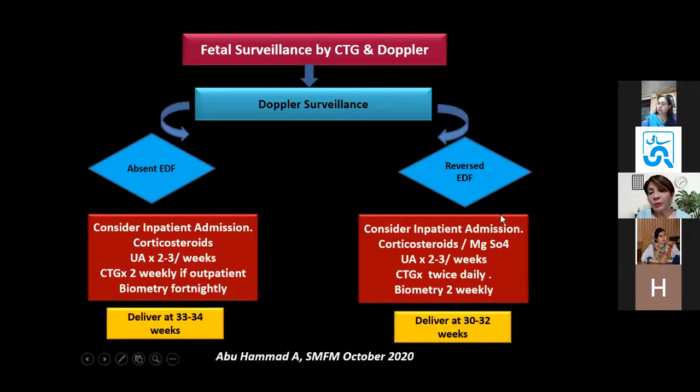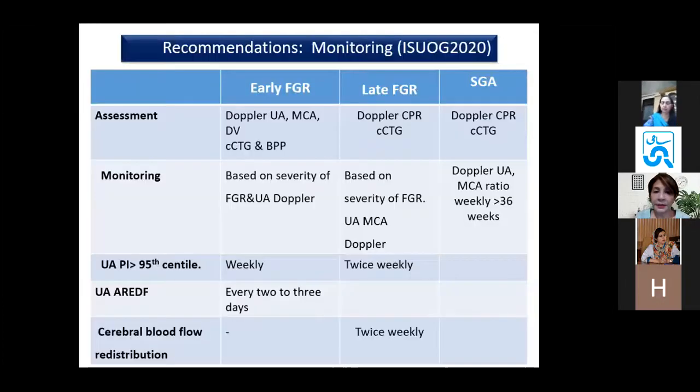And moving on to the ones with reverse end-diastolic flow, in addition to the same that you would do for the absent end-diastolic flow, you would plan to deliver them by 30 to 32 weeks of gestation, and you would give them magnesium sulfate if they are less than 32 weeks of gestation.